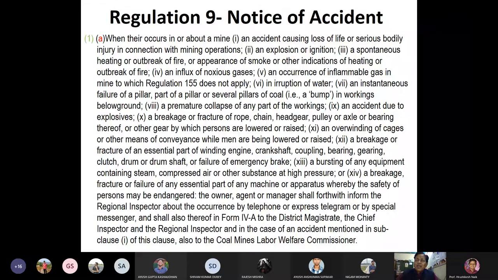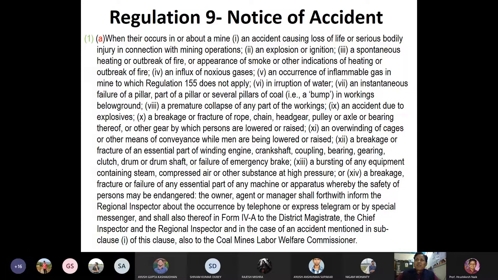The pulley, headgear pulley, or the axle or bearing parts may also get damaged while lowering the cage down the pit, or while raising it from the bottom of the pit to the top of the pit. So there is also some type of accident that takes place in the underground coal mines.